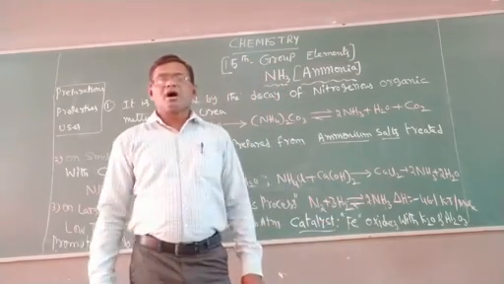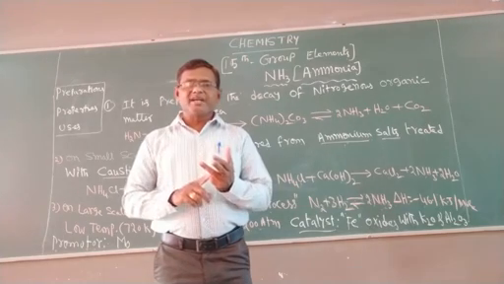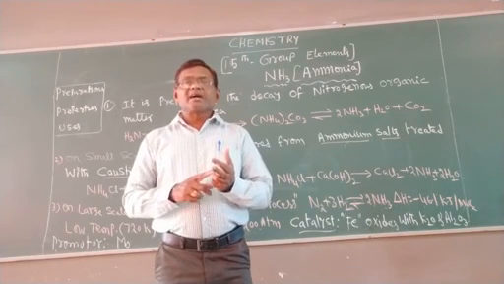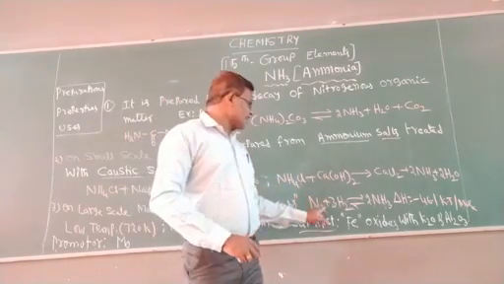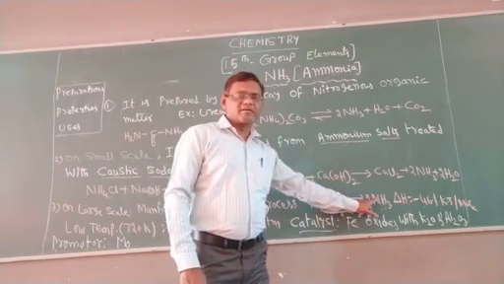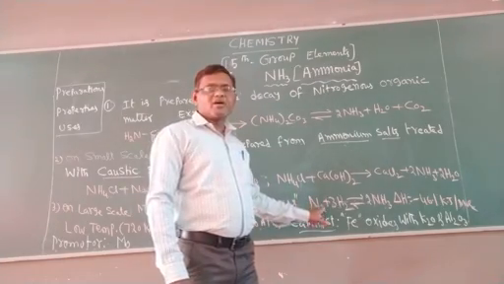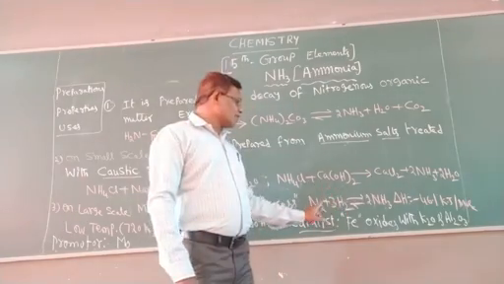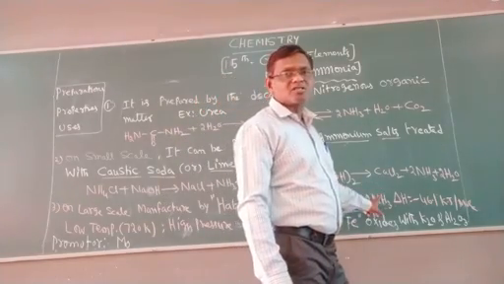Ask the question: how to manufacture ammonia by Haber's process. Write the principal equation and what are the required conditions as per Le Chatelier's principle. That is why first write this principal equation. In this equation, using pure nitrogen and hydrogen gases, 1 mole of nitrogen reacts with 3 moles of hydrogen to form 2 moles of ammonia.